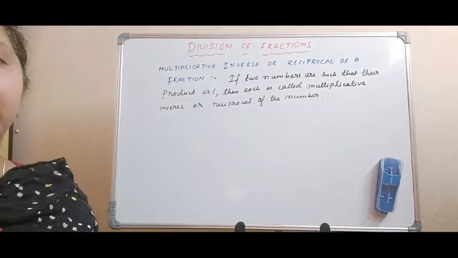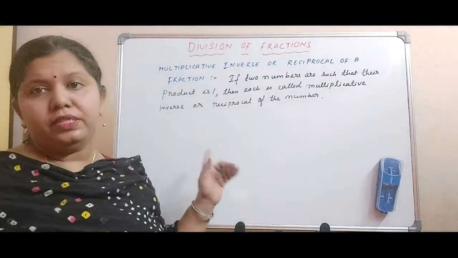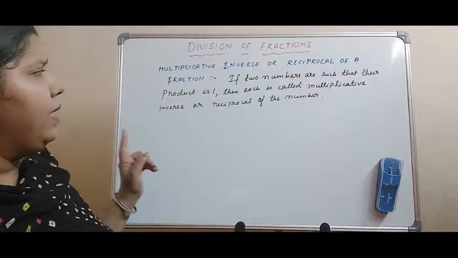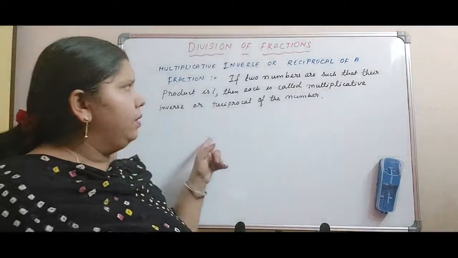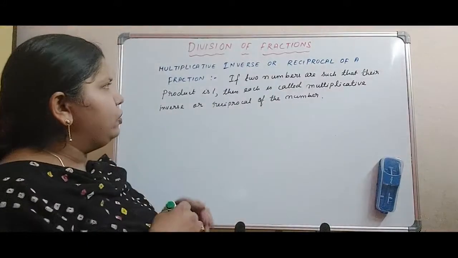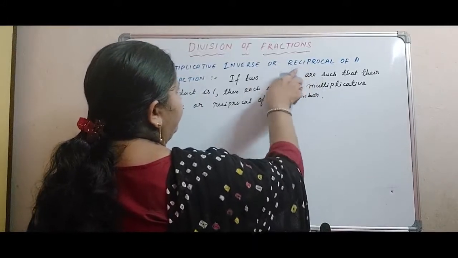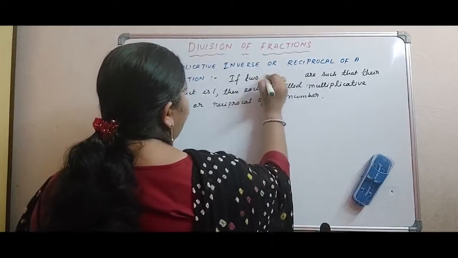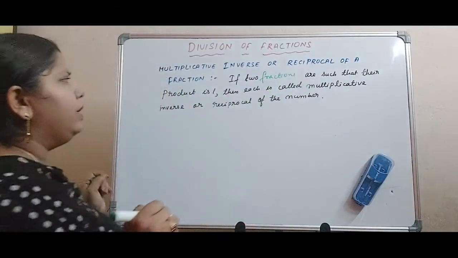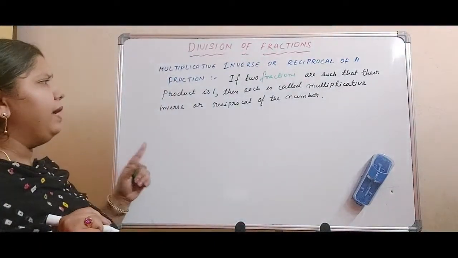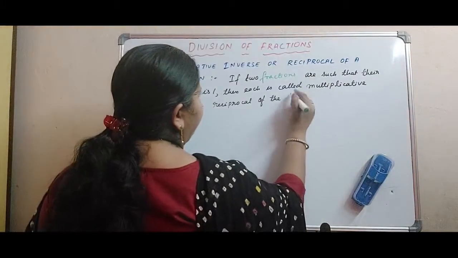Let us try to understand the definition of multiplicative inverse or reciprocal. It is telling that if there are two numbers such that their product is 1, then each is called multiplicative inverse. Actually it should not be numbers, it should be fractions. If two fractions are such that their product is 1, then each is called multiplicative inverse or reciprocal of the given fraction.